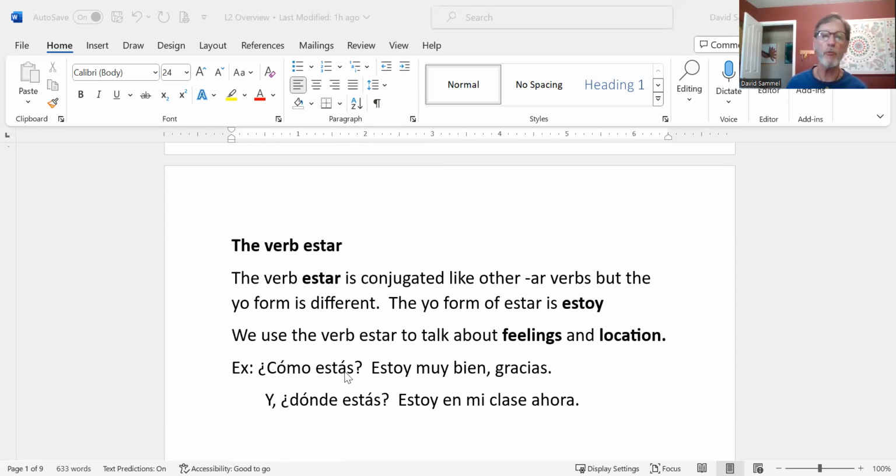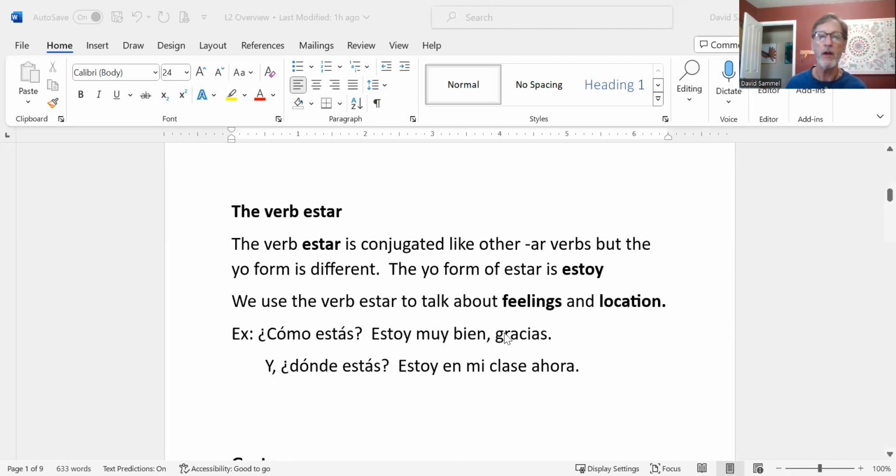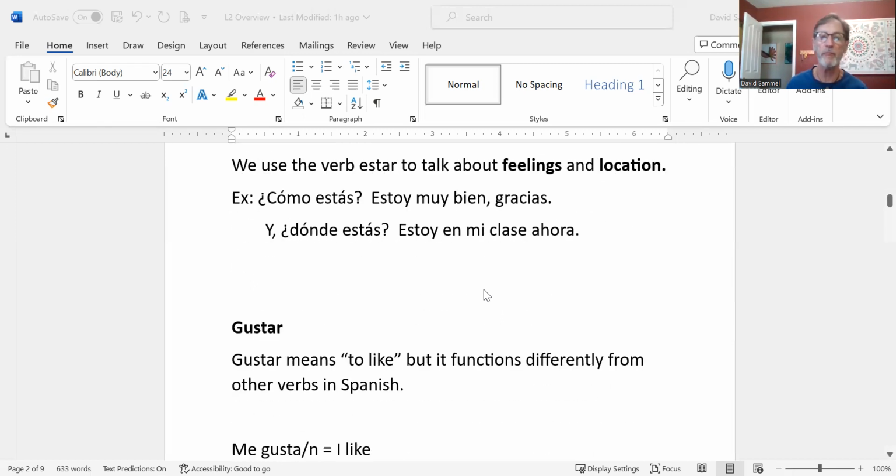But here's an example. ¿Cómo estás? I'm talking about your feelings. How are you feeling today is what I'm really asking. And the answer might be "Estoy muy bien, gracias." I'm fine, thank you. If I want to know where somebody is, like maybe I'm talking on the phone, I go, "¿Y dónde estás?" Where are you right now? That's location, isn't it? So the answer would be "Estoy en mi clase." I'm in my classroom right now, okay? So that's just an AR verb that has a yo form that's a little bit different, and we use it for these two things and a few other things too that we're not going to study right now.